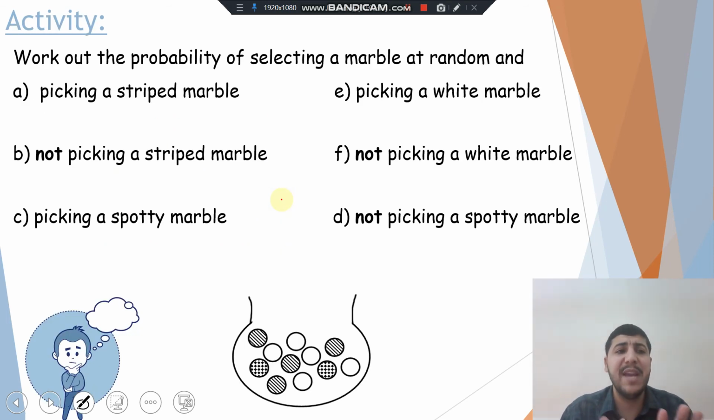This question I will keep for you. Here we have a bag. There are 3 types of balls. I want you to find the probability for each question from part A to part D. And tomorrow we'll solve it in class and discuss your answers.